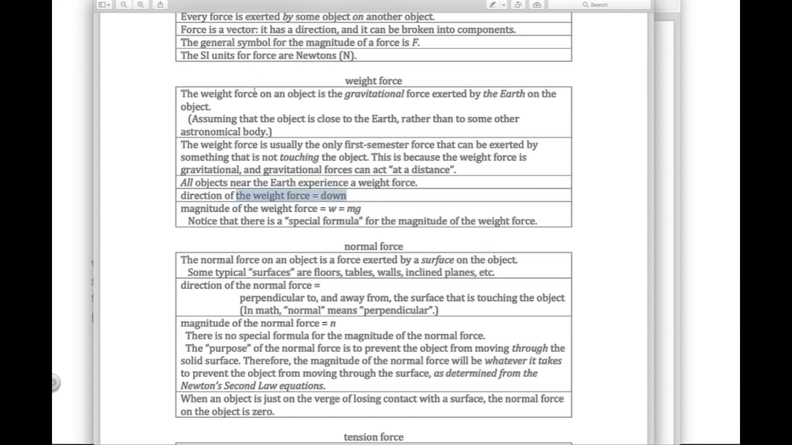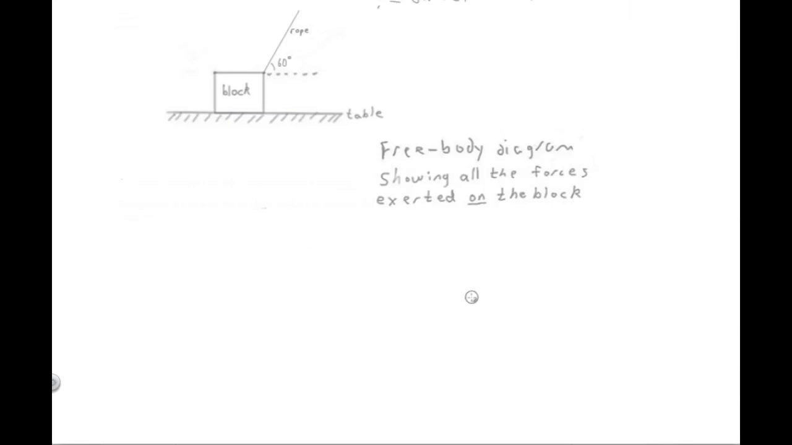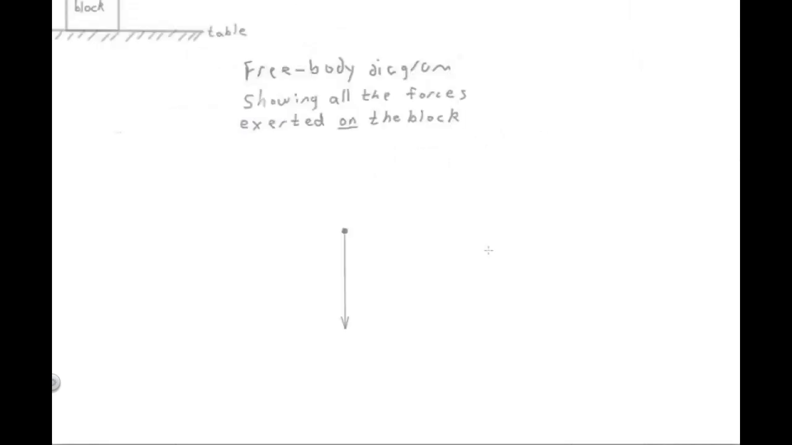This should make sense to you. Remember that the weight force comes from the Earth's gravity. And I think it should match your common sense that gravity is a downward pulling force. So we can draw the weight force pointing down in our free body diagram. The weight force points down. Remember to label every vector arrow that you write down.